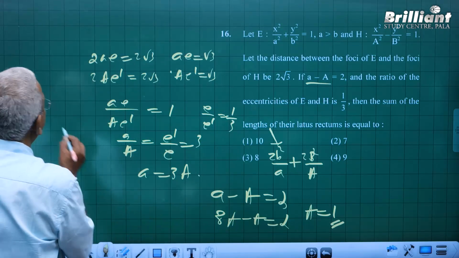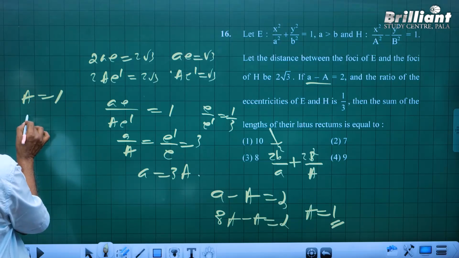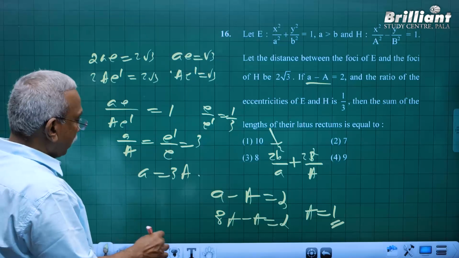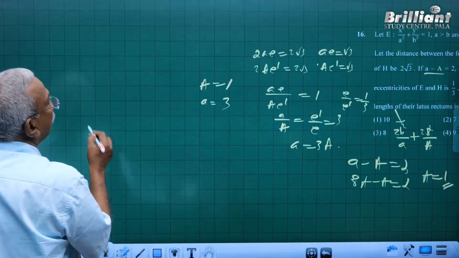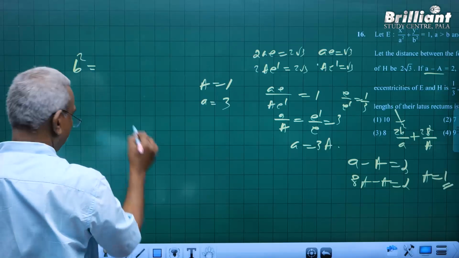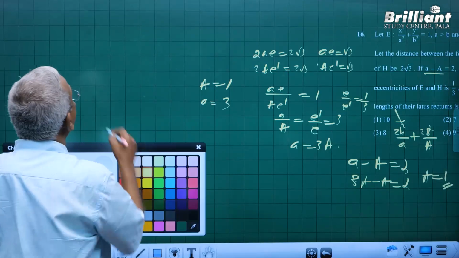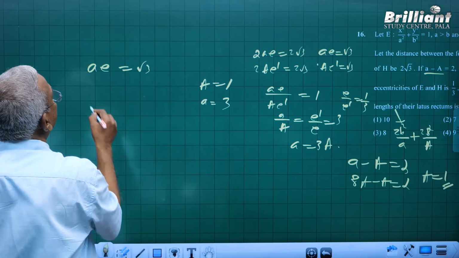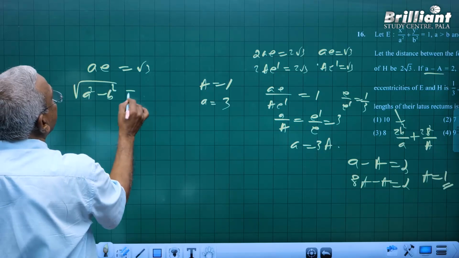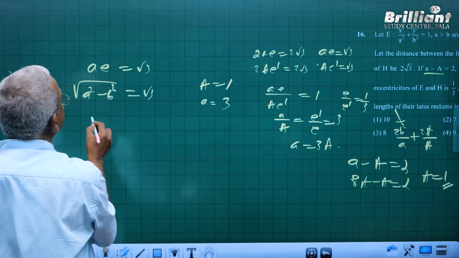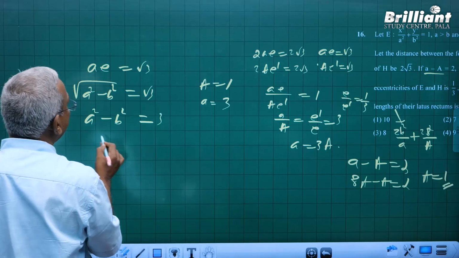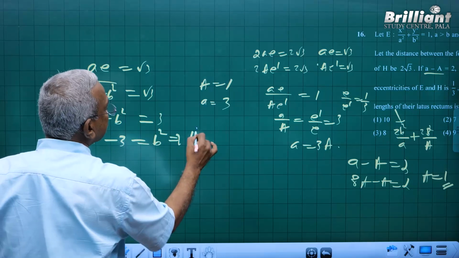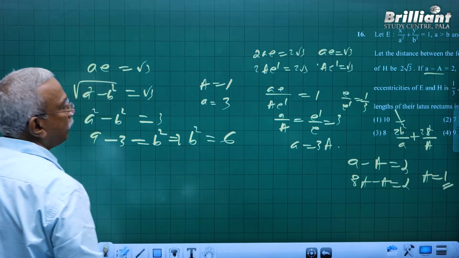So, when capital A is equal to 1, then small a is equal to what? 3. That we will observe. That means, B square is equal to, sorry, I think the best way is using that AE. You know, AE is equal to root 3. This root of A square minus B square is also root 3. So, A is 3 means A square minus B square is equal to 3. Then 9 minus 3 is equal to B square. This implies that B square is equal to what? 6. So, B square is 6.